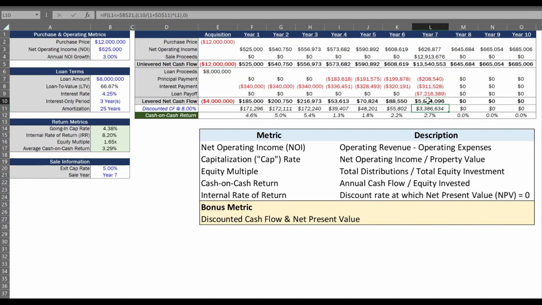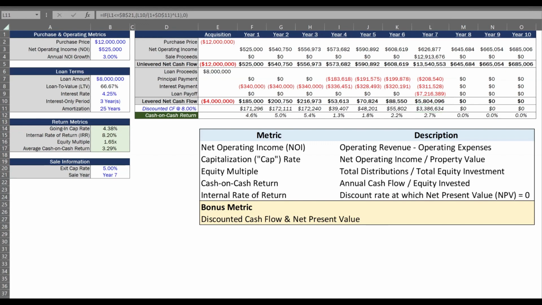So remember when we talked about a dollar today being worth more than a dollar in the future? That's the concept that we're talking about here. $5.8 million in year 7 isn't worth $5.8 million in today's present value dollars. At a discount rate of 8%, that $5.8 million equates to $3.3 million.